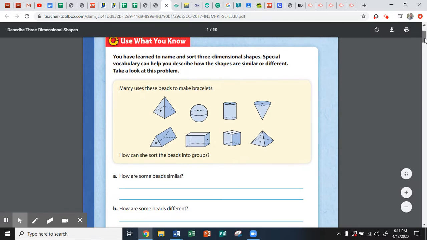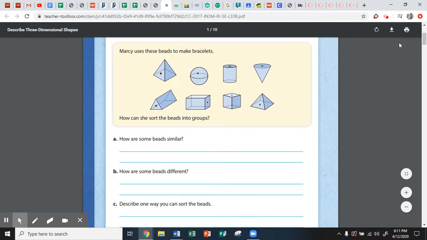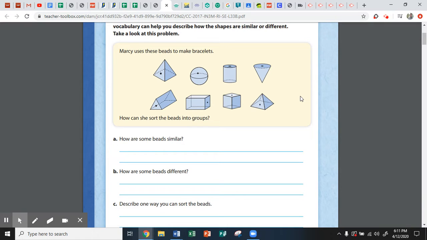So as you can see here, let me scroll down. Marcy has these beads here. She has eight different beads, 1, 2, 3, 4, 5, 6, 7, 8, and they are all different three-dimensional shapes. So they're asking us, how can she sort the beads into groups? Well, some of them are somewhat similar, and some of them are very different.